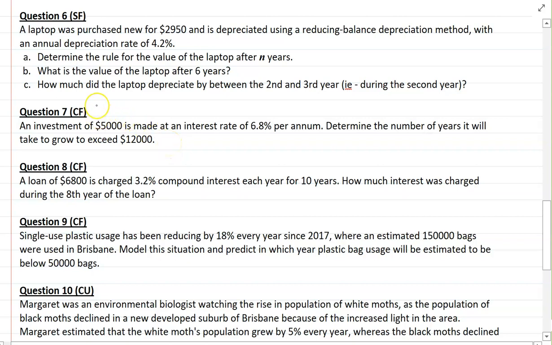Looking at this question, even though it doesn't say it, I would assume this investment is growing with compound interest. So we would use an application of geometric sequences where we'd use the compound interest formula, which you'll find on your formula sheet. So see if you can have a go at doing question 7, and we'll see how you went.